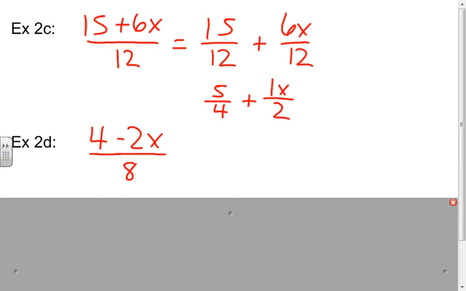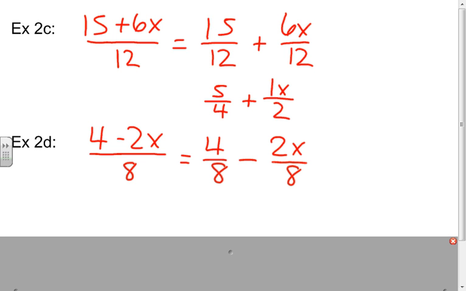Last one of those examples. This one has a minus in the middle, but I can do 4 over 8, and then 2x over 8, minus sign stays in the middle, and I can simplify both of those fractions. 4 over 8, I can take a 4 out of both of those, and I get 1/2. 2 over 8, I can take a 2 out of both of those, and I get 1 over 4, and the x stays up on top. Okay.